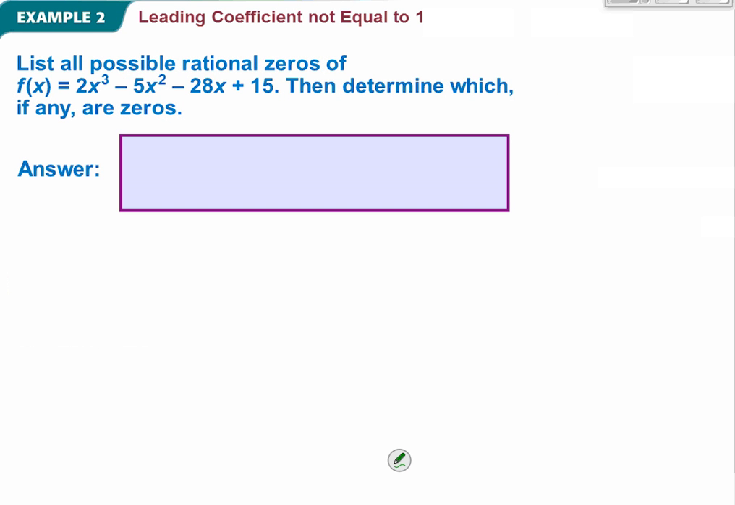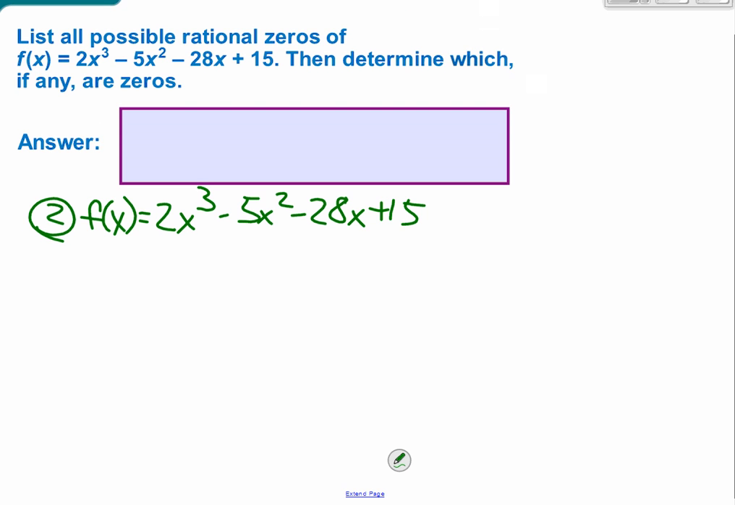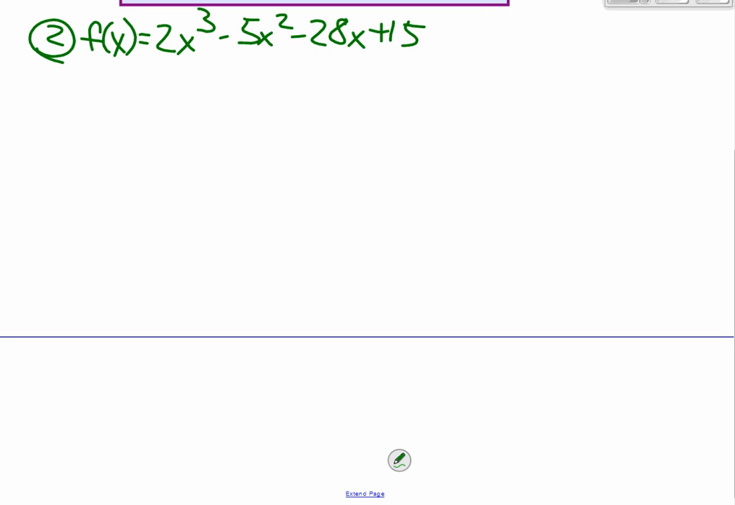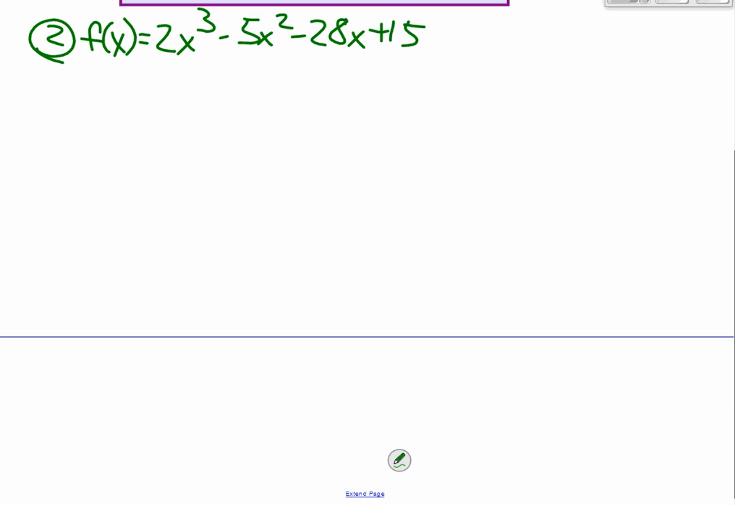So here's our next one. This is number 2. F of x is 2x to the third, so right away, Q is going to have some fraction factors, minus 5x squared minus 28x plus 15. And same thing, decide the number of possible rational zeros, and then see if any of those are zeros.